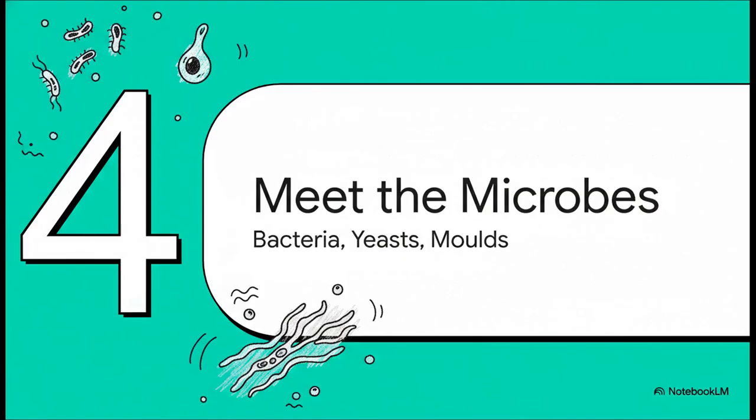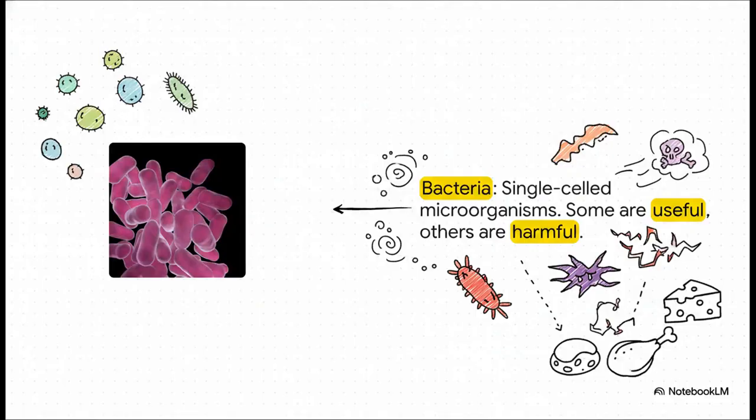So, since these microbes play such a massive role, both for better and for worse, let's take a closer look and get properly acquainted with the three main players. That's bacteria, yeasts, and molds. First up, we have bacteria. These single-celled organisms are just everywhere. Now, as we've seen, some are incredibly helpful, but others are pathogenic. They produce toxins that can cause some really serious food poisoning if we let them multiply.